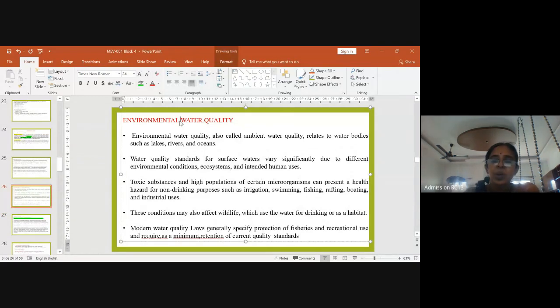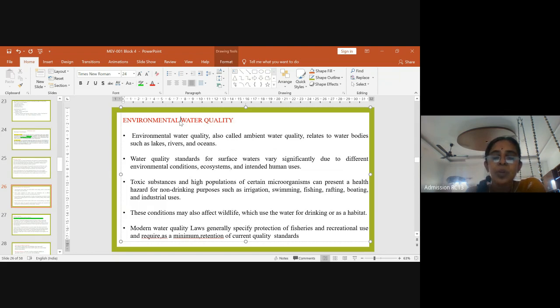So environmental water quality, which is also called the ambient water quality, relates to water bodies like lakes, rivers, and oceans. Water quality standards for surface water vary due to different environmental conditions, ecosystems, and human uses. Toxic substances and high populations of certain microorganisms can present a health hazard for non-drinking purposes such as irrigation, swimming, fishing, rafting, boating, and industrial uses. These conditions affect the wildlife which use the water for drinking or as habitat.